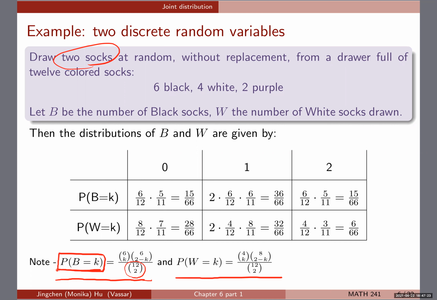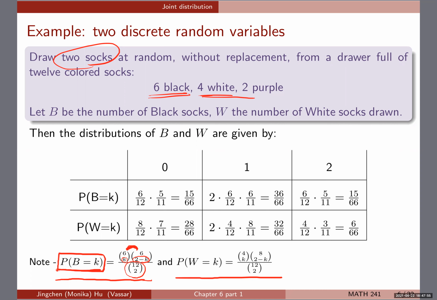In the numerator, we have a product of getting k black socks out of 6, and then getting the remaining 2 minus k socks from the remaining 6 socks, 4 white and 2 purple. Again, you need to multiply them in order to get the total number of ways to get 2 socks in total. So you have this ratio to represent the probability, in this case the marginal probability of B equals k, only about one variable at a time.